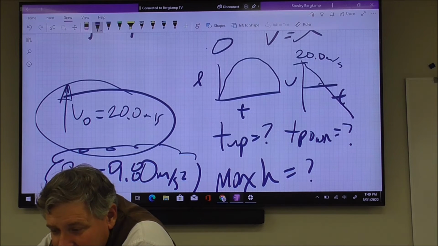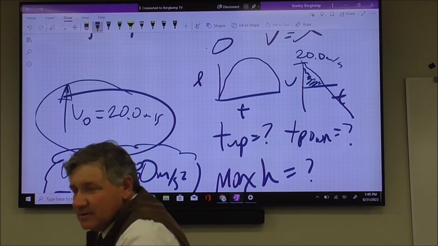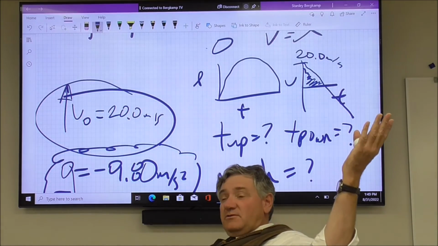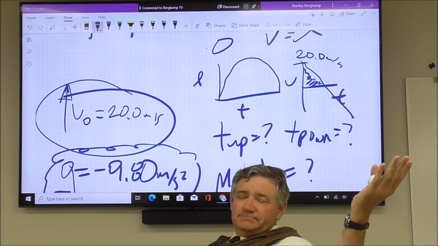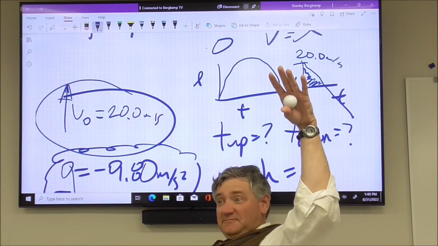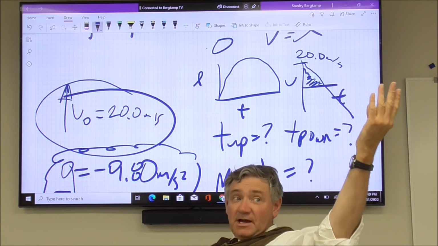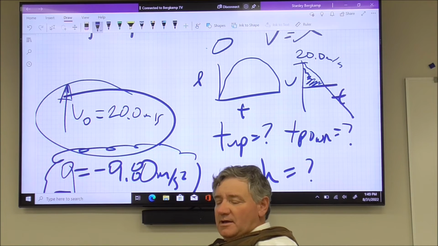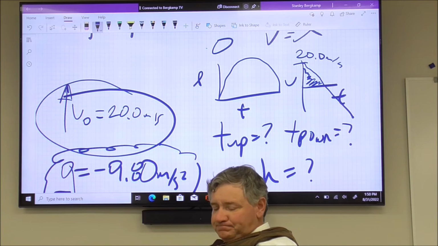So now, if I were to find that area, what would that represent? This distance, otherwise known as the displacement. How about the maximum height? That would tell you the maximum height of the ball. True? True. Okay.